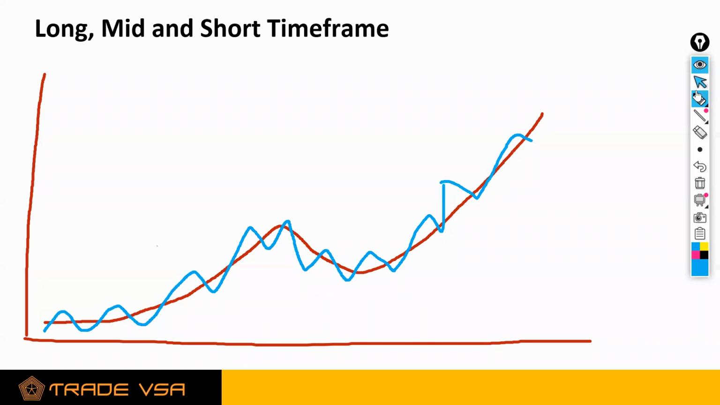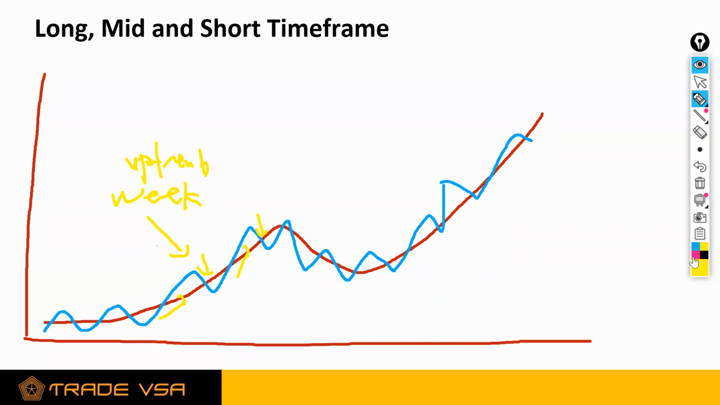Now for the weekly chart, let me use a different color, yellow. So for example, in this period here, the weekly is still in an uptrend. But for the daily, maybe they have two uptrends and two downtrends. So this is the relationship between weekly and daily.